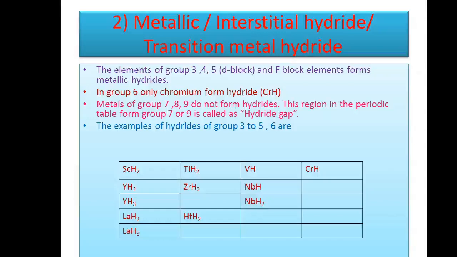In group 5, vanadium, niobium, tantalum are transition metal hydride formers. In group 6, only the chromium element forms a hydride. Other elements do not form a transition metal hydride. Groups 7, 8, 9 do not form hydrides.